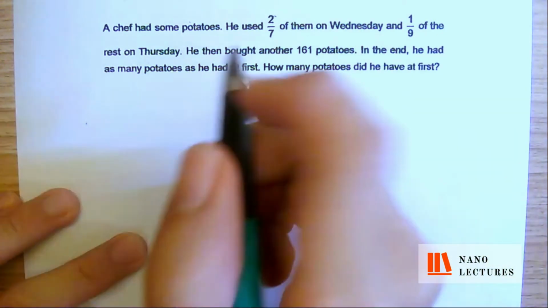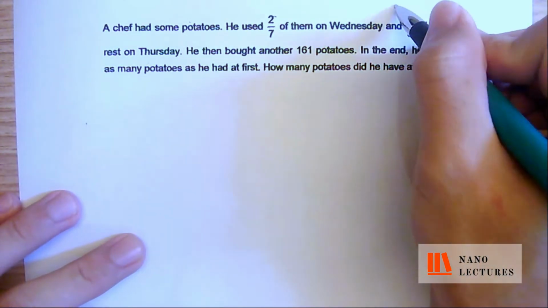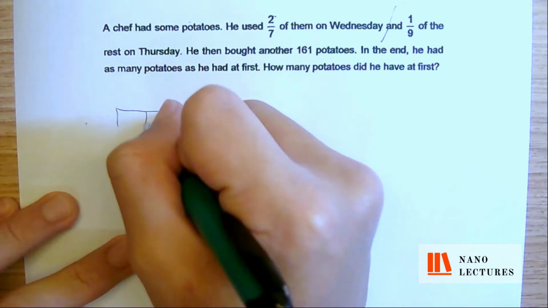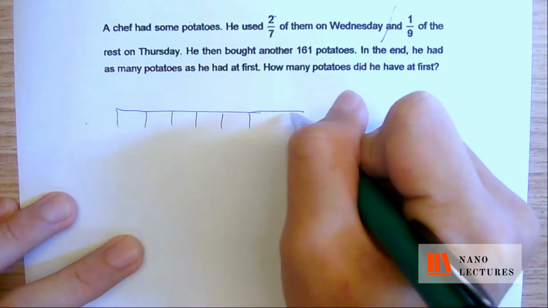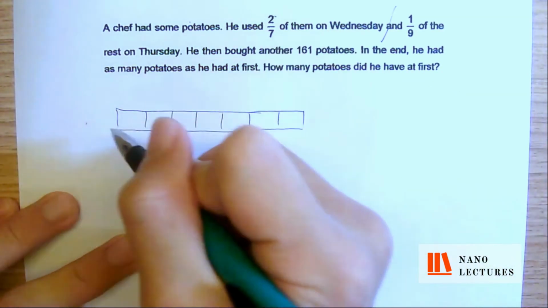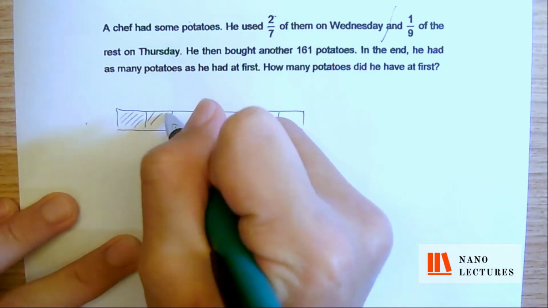Pause. Draw this model first. Do not read on. Pause here. Okay, 2/7. So I'm going to draw a long bar. I'm going to split it into 7 portions. 1, 2, 3, 4, 5, 6, 7. Okay, so out of this, he used 2, right? So I'm going to shade.